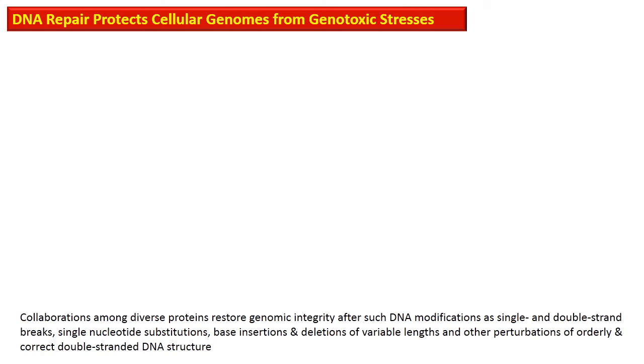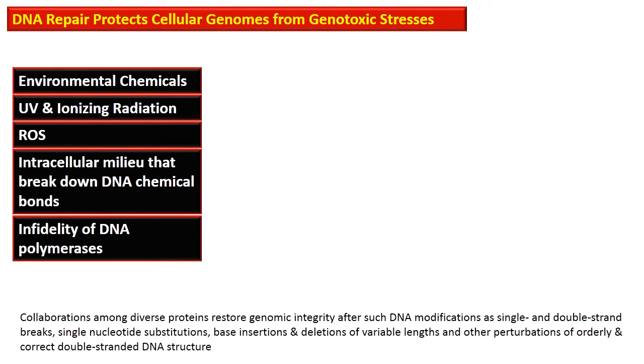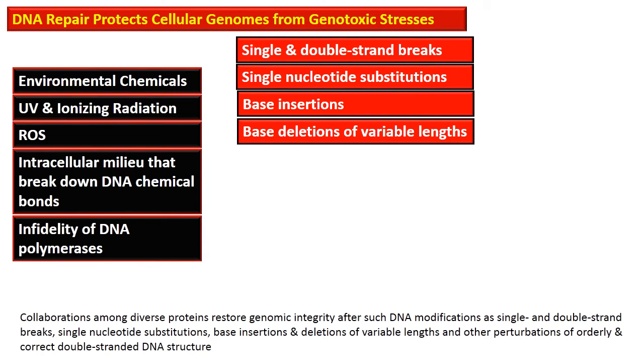The human body is made of billions of cells. These cells are under continuous stress by environmental chemicals, ultraviolet and ionizing radiation, reactive oxygen species, and the intracellular milieu that break down DNA chemical bonds, as well as infidelity of the DNA polymerase, which may result in single or double stranded breaks within the DNA, single nucleotide substitution, and base insertion or deletion of variable lengths.